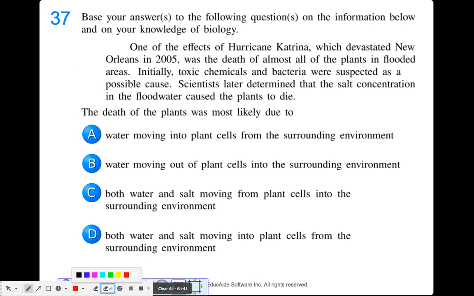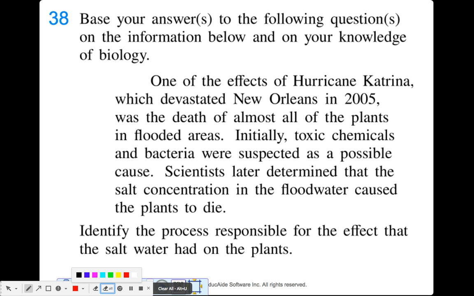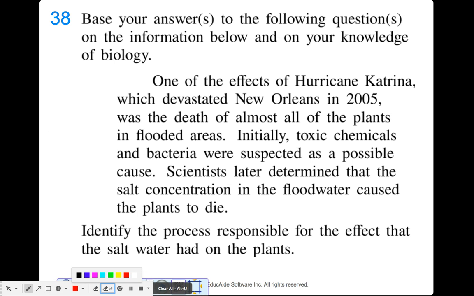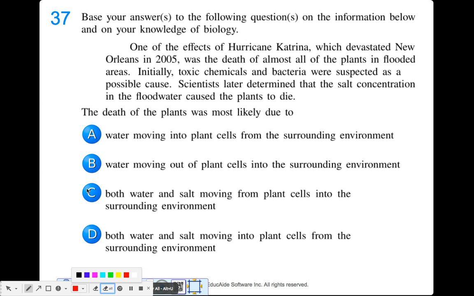And last but not least, nope, 2 more. Wow, I really did give you guys a long test. Okay, last but not least, one of the effects of Hurricane Katrina, which devastated New Orleans in 2005, was the death of almost all plants in flooded areas. Initially, toxic chemicals and bacteria were suspected as a possible cause, but scientists later determined that the salt concentration in the floodwater caused the plants to die.